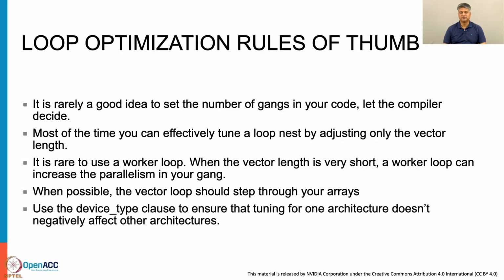So, here are some rules of thumb for loop optimization. It is not a great idea to set the number of gangs in your code, let the compiler decide. Most of the time you can effectively tune a loop nest by adjusting only the vector length. It is very rare to use a worker loop. When the vector length is very short, a worker loop can increase the parallelism in your gang. When possible, the vector loop should step through your arrays. Use the device type clause to ensure that the tuning for one architecture doesn't negatively affect other architectures.